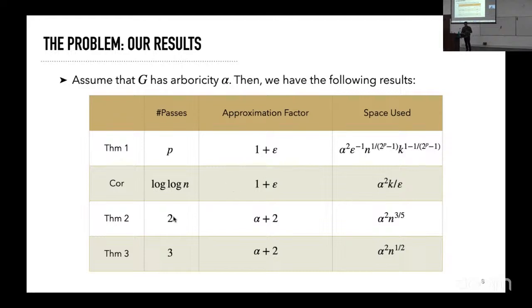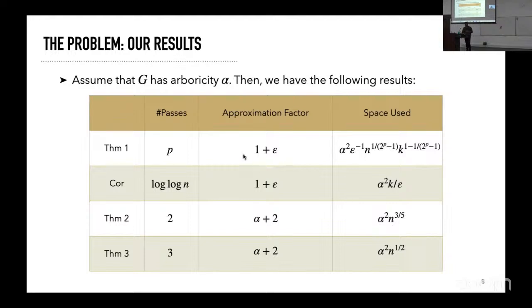A second result is a 2-pass algorithm that gives you a constant approximation, alpha plus 2; we remember alpha as a constant for the purpose of this talk. So it gives you a constant approximation to the largest matching size in space n to the 3/5. This improves the current n to the 2/3 conditional upper bound as well. So we bring that down.